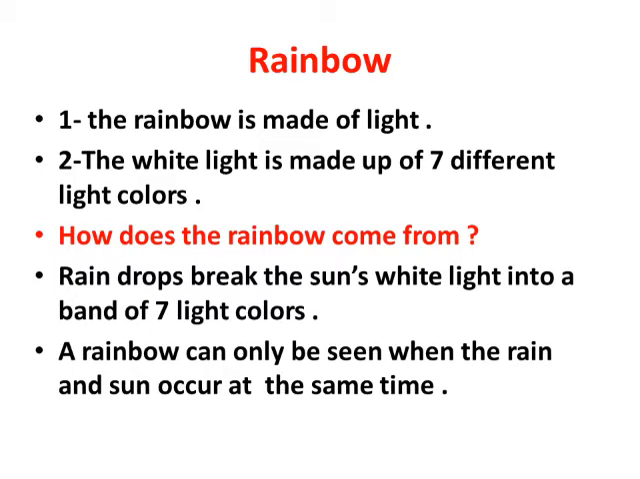How does a rainbow come about? Raindrops break the sun's white light into a band of 7 light colors. A rainbow can only be seen when the rain and sun occur at the same time.